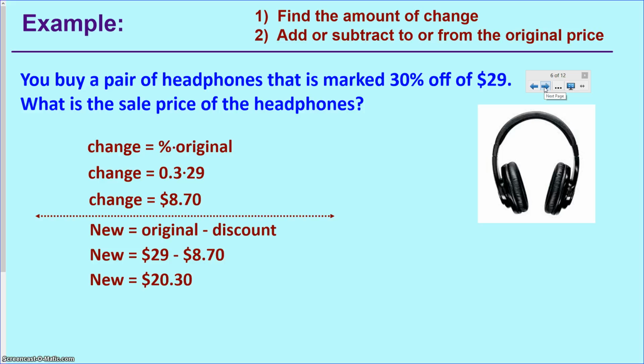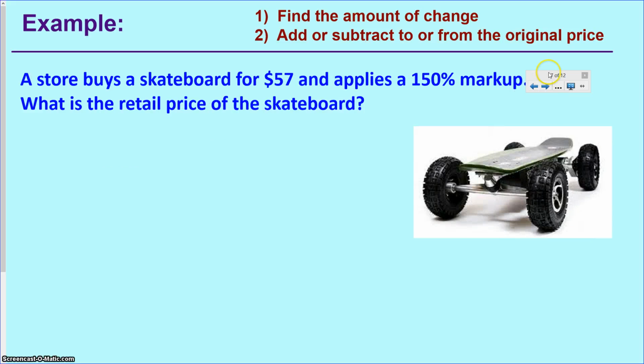Okay, instead of sale prices, let's talk about the business end of things. When stores buy stuff, they have to mark it up so that they make money. So here's an example where a store is going to buy a skateboard for $57 and applies a 150% markup. And they want you to figure out what that skateboard is actually going to sell for. As with everything, we're going to start with that formula. See if you can identify what your percent and your original price is, and set up that formula.